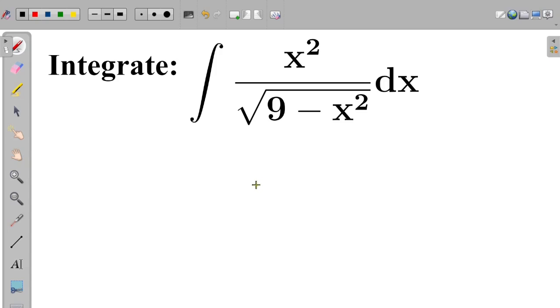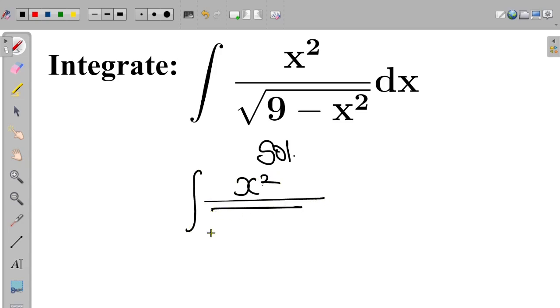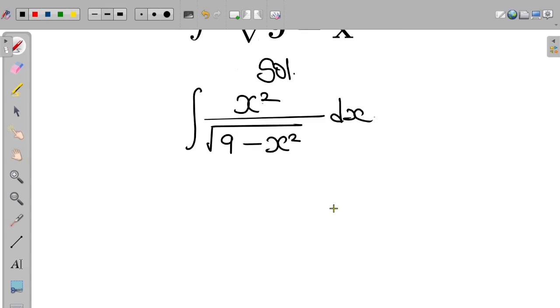Now, let us provide the solution to this question given to us. So we are given the integral of x squared divided by the root of 9 minus x squared dx. Now, at this point, the first thing we do is to consider the denominator.